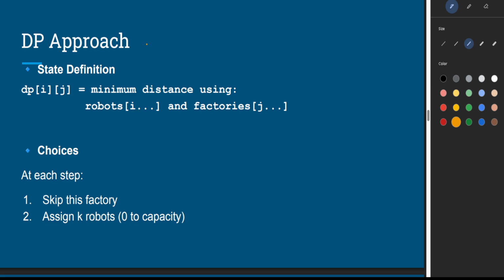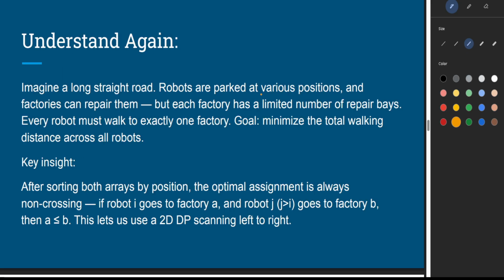Now let's talk about the approach. DP at i, j can be the minimum distance from the robots to the factories. At each step, it will either skip the factory or assign k robots, from 0 up to the capacity. You can use any DP approach that you want from here, but let's try to understand again how we are going to solve this problem.